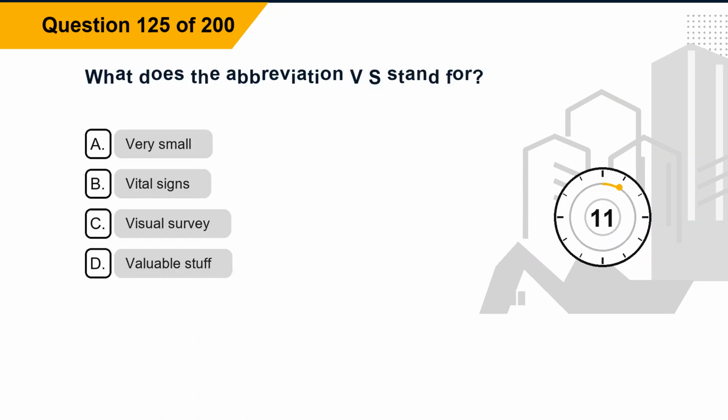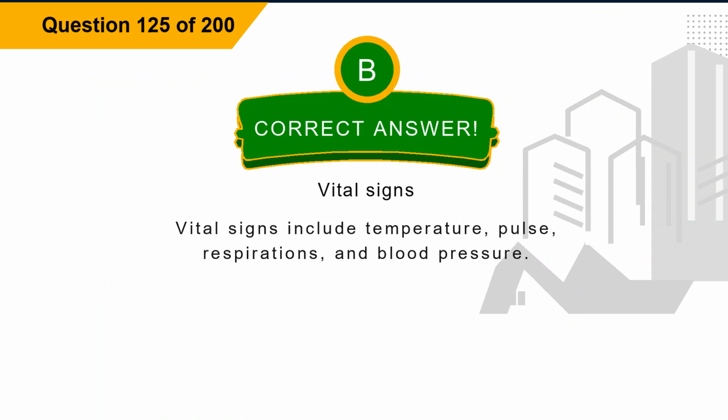Question 125. What does the abbreviation VS stand for? Option A, very small. Option B, vital signs. Option C, visual survey. Option D, valuable stuff. The correct answer is option B, vital signs. Explanation. Vital signs include temperature, pulse, respirations, and blood pressure.